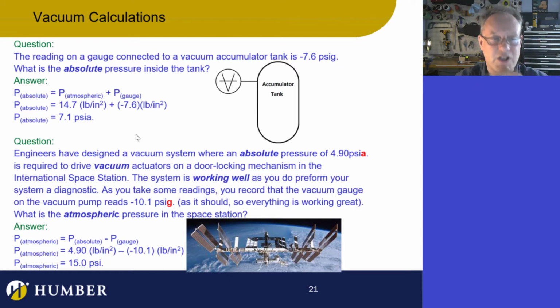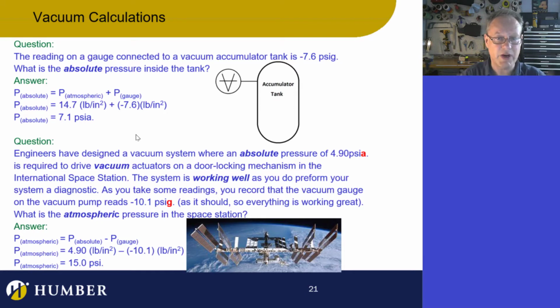Now, different situation. We've got a space station, okay? And we can see that the engineers have designed a vacuum system where an absolute pressure of 14.9 psi is required to drive a vacuum actuator locking a door mechanism in the International Space Station. That's obviously going to be a vacuum, because I'm imagining the atmosphere in this space station is greater than that. It's got to be close to 14.7 psi. Okay, cool. The system is working well as you perform your system diagnostic.